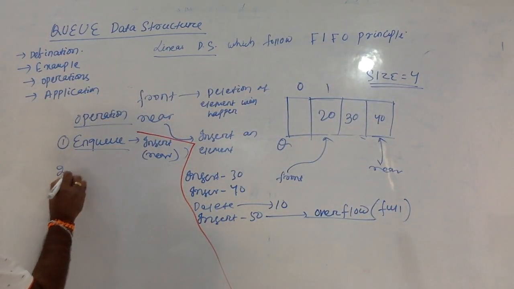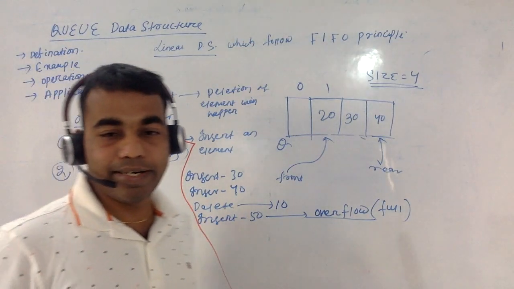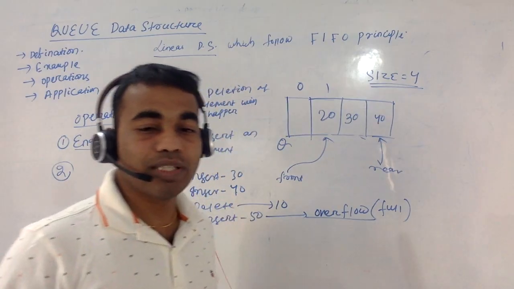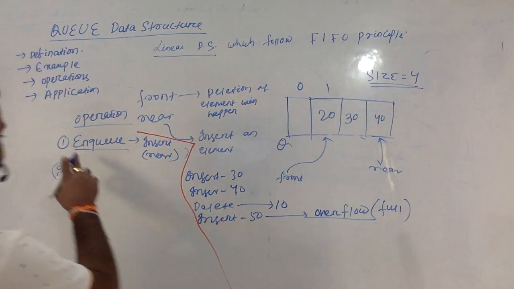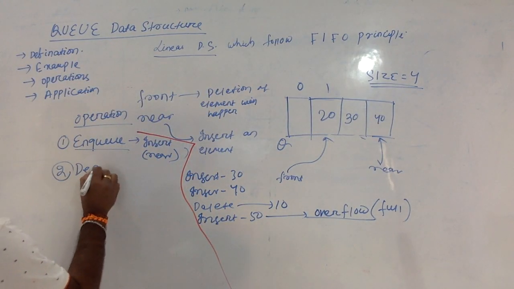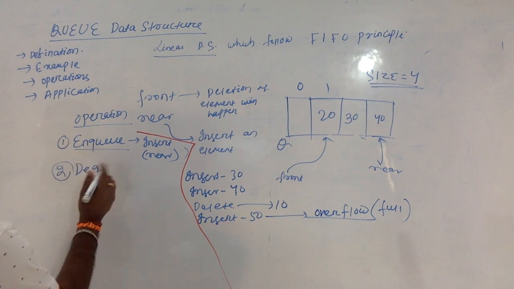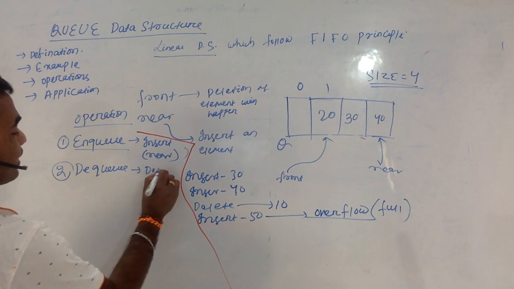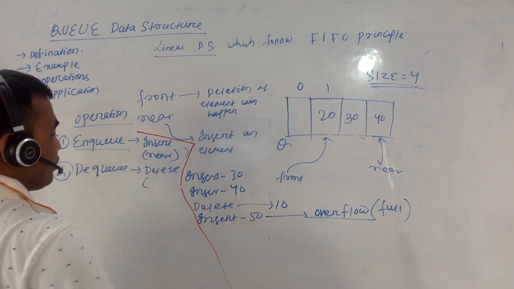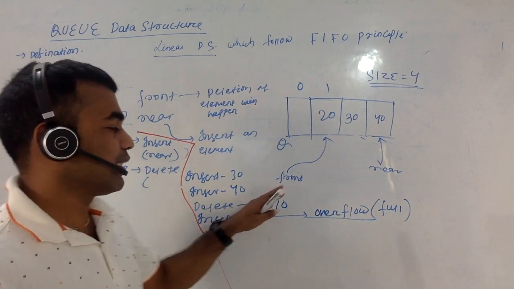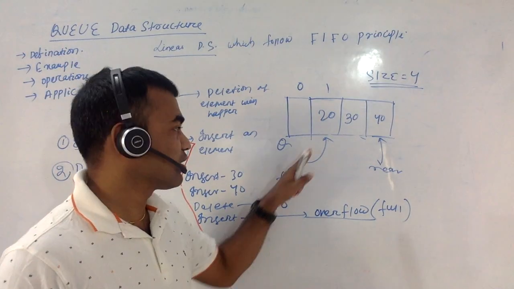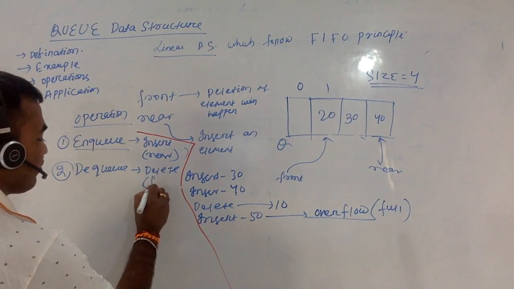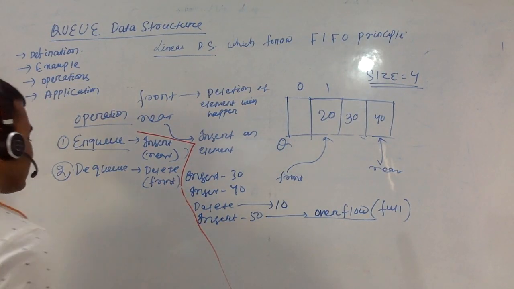The second point is delete, right? What is the operation name in the case of a queue? That is known as DQ. Like NQ means insert into the queue, DQ means delete from the queue. By this time you know from which end you need to delete. You need to delete from the front end, because whoever comes first needs to be processed first, right? So this is from the front end.